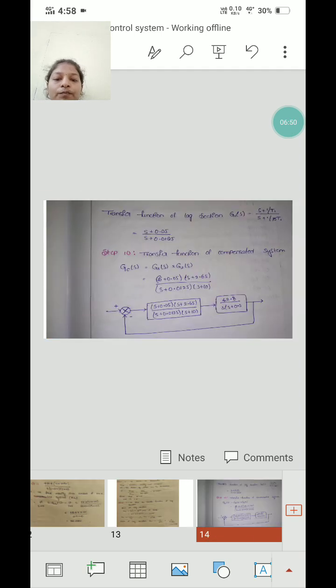Next, we go through the transfer function of the lag section. G1(s) is equal to (s + 1/T1) by (s + 1/beta T1). Substituting the values of T1 and beta T1, we get (s + 0.05) by (s + 0.0125). Step 10. Transfer function of the compensated system, Gc(s) is equal to G1(s) into G2(s). Substituting the G1(s) and G2(s) values in the transfer function, we get these values.